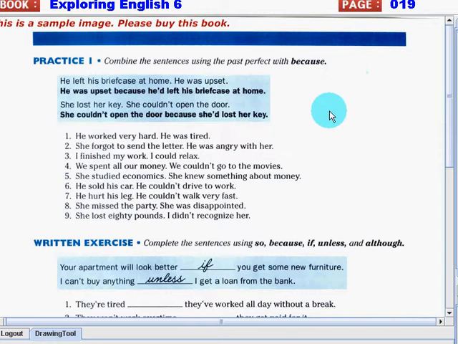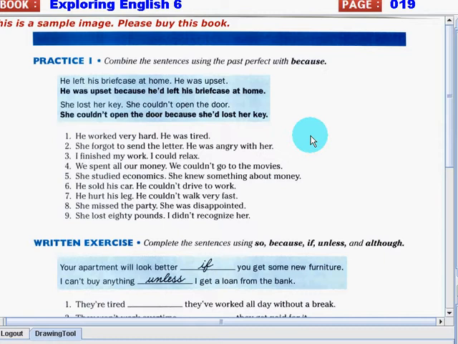Combine the sentences using the past perfect with because. For examples, he left his briefcase at home. He was upset. He was upset because he had left his briefcase at home. She lost her key. She couldn't open the door. She couldn't open the door because she had lost her key. 1. He worked very hard. He was tired. He was tired because he had worked very hard.